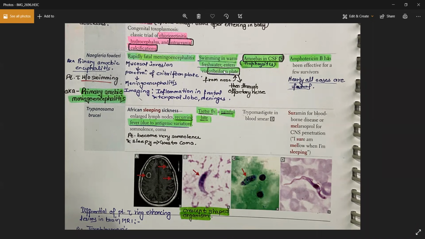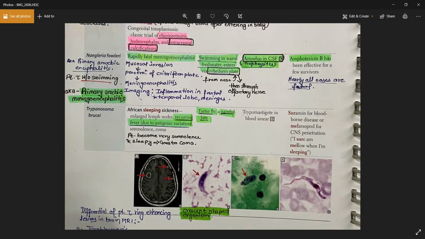So first it enters your nose, then it passes through the cribriform plate, and then through the olfactory nerve, it reaches your brain. Okay, from the olfactory nerve, very important to know the name of the nerve. Olfactory nerve, it reaches to your temporal lobes, or might be the frontal lobe. It can affect the frontal lobe, it can affect the temporal lobe.